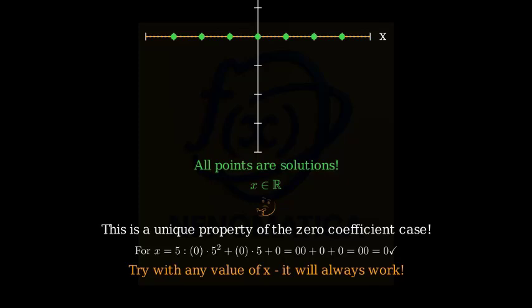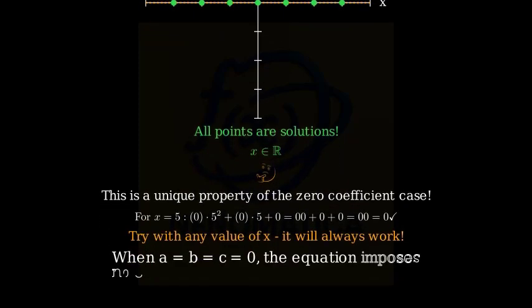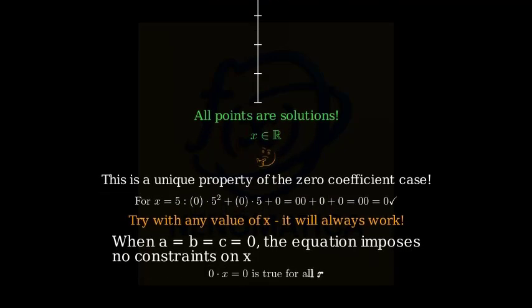So what does this mean in practical terms? This special case shows us that when all coefficients are 0, the equation imposes no constraints on the value of x whatsoever. It's like asking what numbers when multiplied by 0 give 0. The answer is all numbers, because 0 times any number is 0.